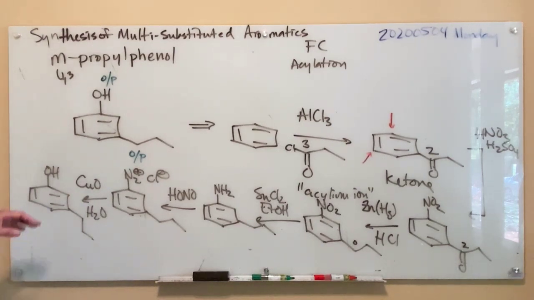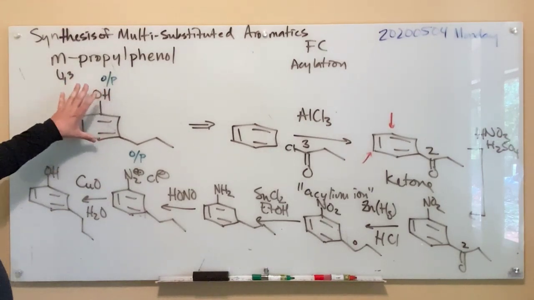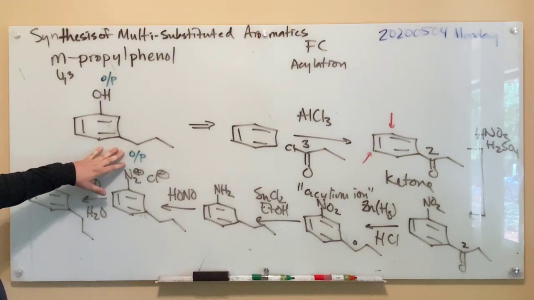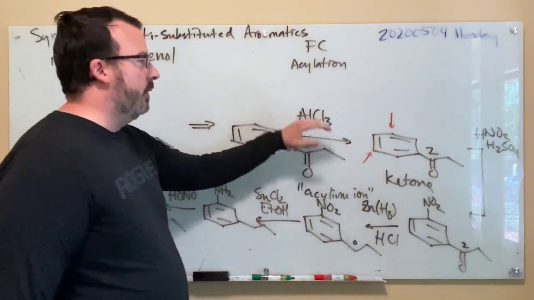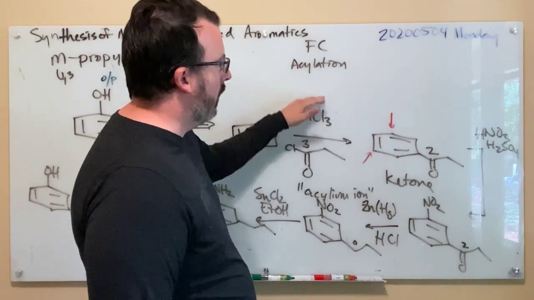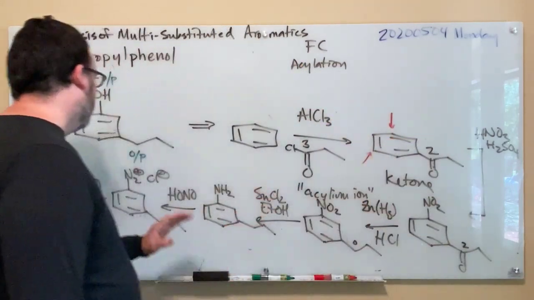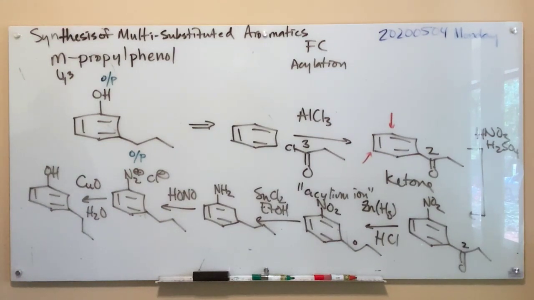And again, the challenge here is that if we look at the compound we need to make, both of these are ortho-para directors. So we basically have to do a Friedel-Crafts acylation to install the ketone, which is going to direct meta. So we have 1, 2, 3, 4, 5, 6 steps, starting from benzene to end up with this desired product. So let's go ahead and look at one more.